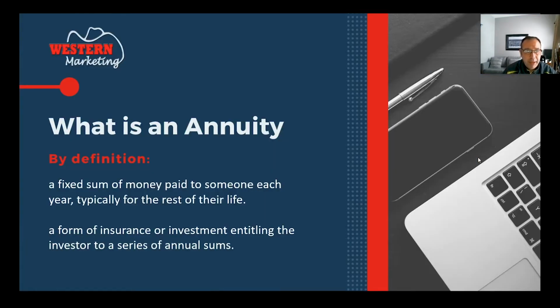So an annuity, by definition, is a fixed sum of money paid to someone each year, typically for the rest of their life. It's a form of insurance or investment entitling an investor to a series of annual sums. Now, there are many different uses, and they are quite wide based on annuities.